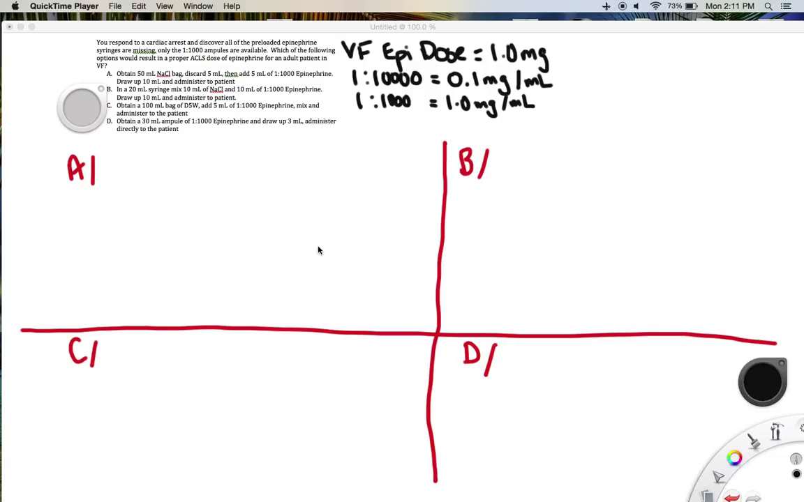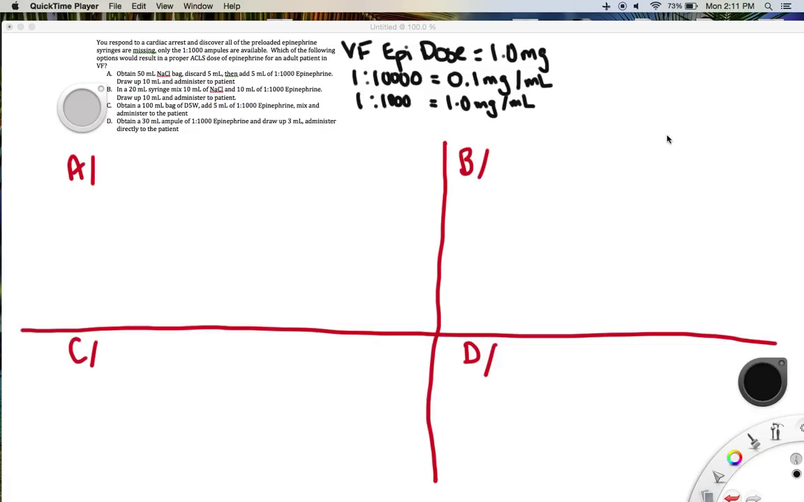Let's review one of the questions off of the clinical theory exam. The question states, you respond to a cardiac arrest and discover that all the preloaded epinephrine syringes are missing. Only the 1 in 1,000 ampules are available. Which of the following options would result in a proper ACLS dose of epinephrine for an adult patient in VF?